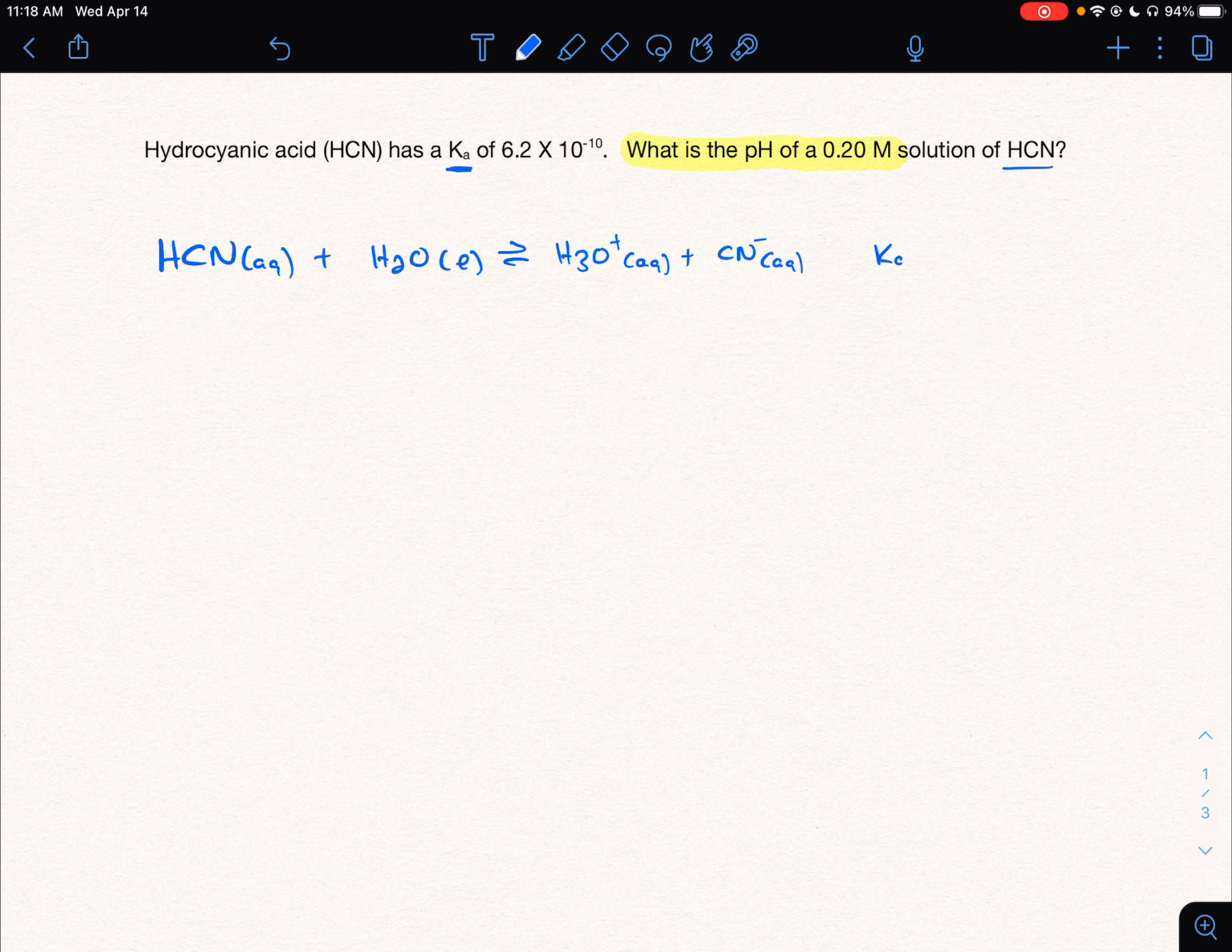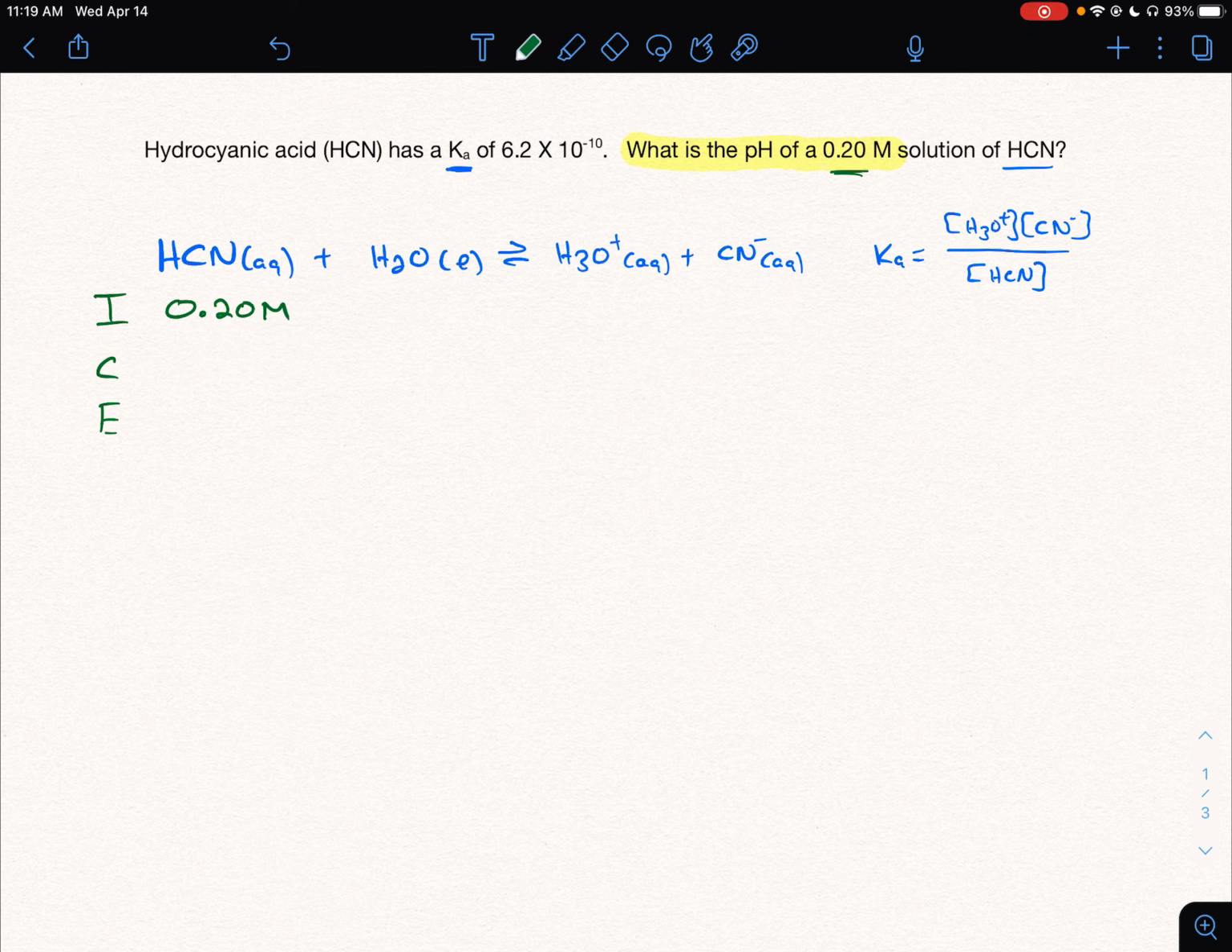And then we know Ka is equal to the concentration of our products, H3O plus times CN minus, divided by the concentration of our reactants, HCN. Leave water out because it's a pure liquid. So to solve this problem, this is a weak acid problem. It's an equilibrium problem. So we're going to go at it using an ICE table, or RICE table if you prefer. And remember, in our ICE tables, we're going to start off and put in our initial concentrations.